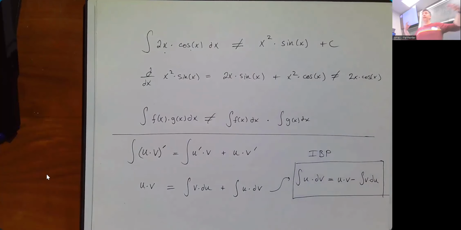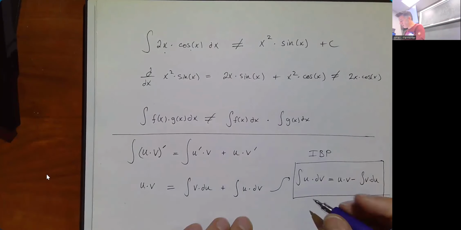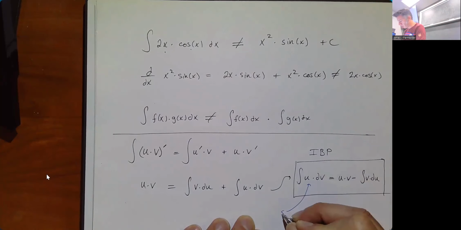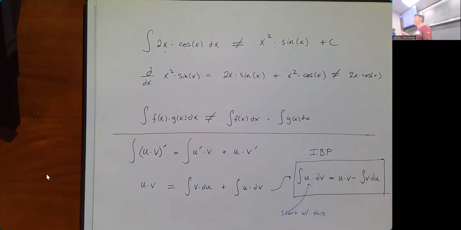And that is the setup for integration by parts. Okay, here's the idea. You're starting with this. We're given some integral, and your job is to look at the integral and decide which part's going to be u and which part's going to be dv, so that when you rewrite it as this expression over here, the integral is simpler.